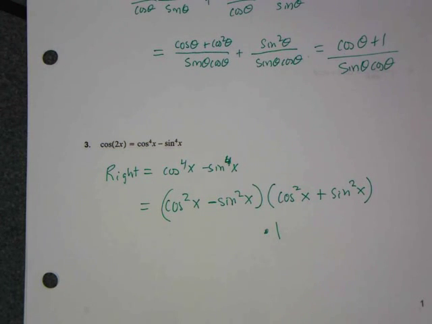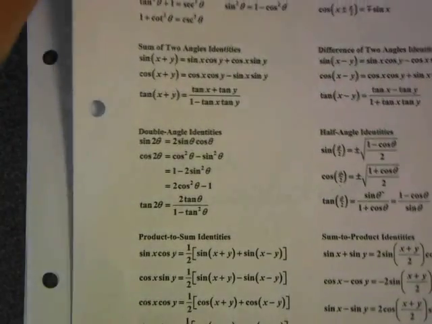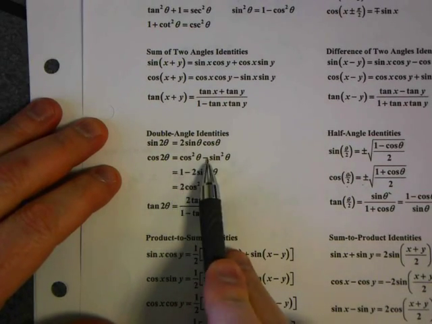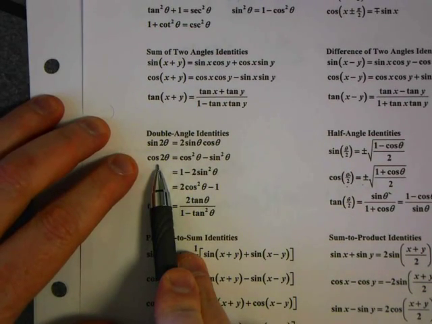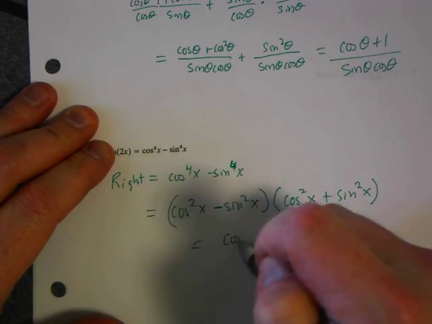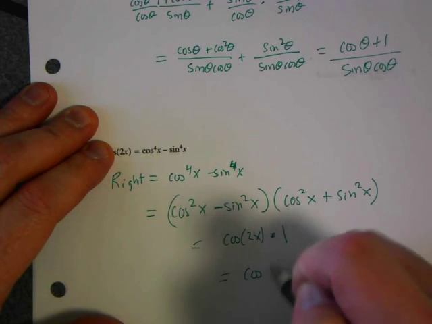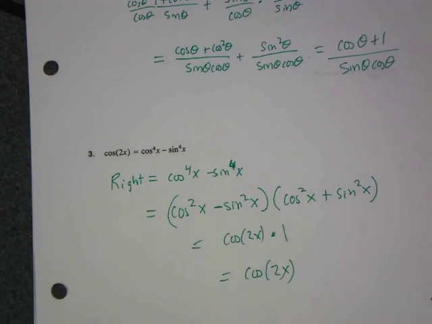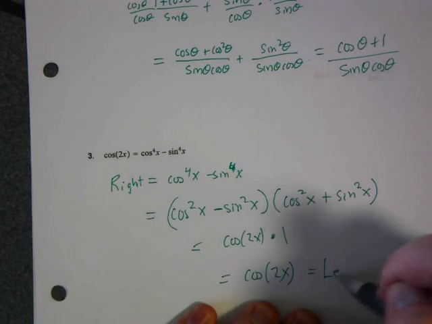Now, am I surprised that I ended up having to use the double angle formula for cosine? No, because look at what my answer should be. My answer should be cosine 2x, which tells me that at some point I'm probably going to have to use a double angle formula for cosine, and that does happen to fit. Cosine squared minus sine squared fits the double angle formula, so this is cosine of 2x. Cosine of 2x times 1 is cosine of 2x, and I did end up with the left side.